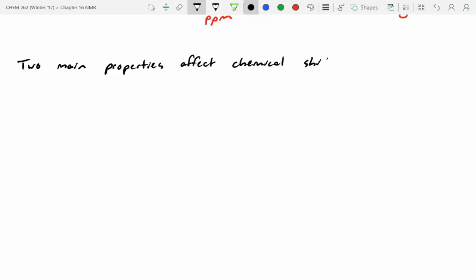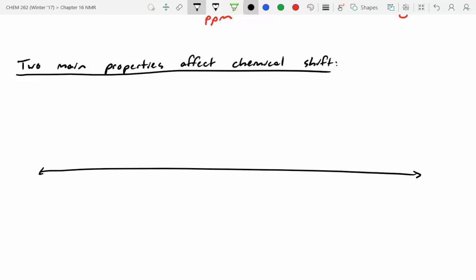Does anybody think they know the first one? Electronegativity, that's a big one. So electronegativity is a really easy way of predicting chemical shift. So if you think about this being about 0 to 12 ppm, typically the more polar molecules will show up a little bit closer to the higher ppm numbers. And this occurs all the way up to about 5 ppm-ish. And then the less polar molecules typically show up closer to 0 ppm or 1 ppm.